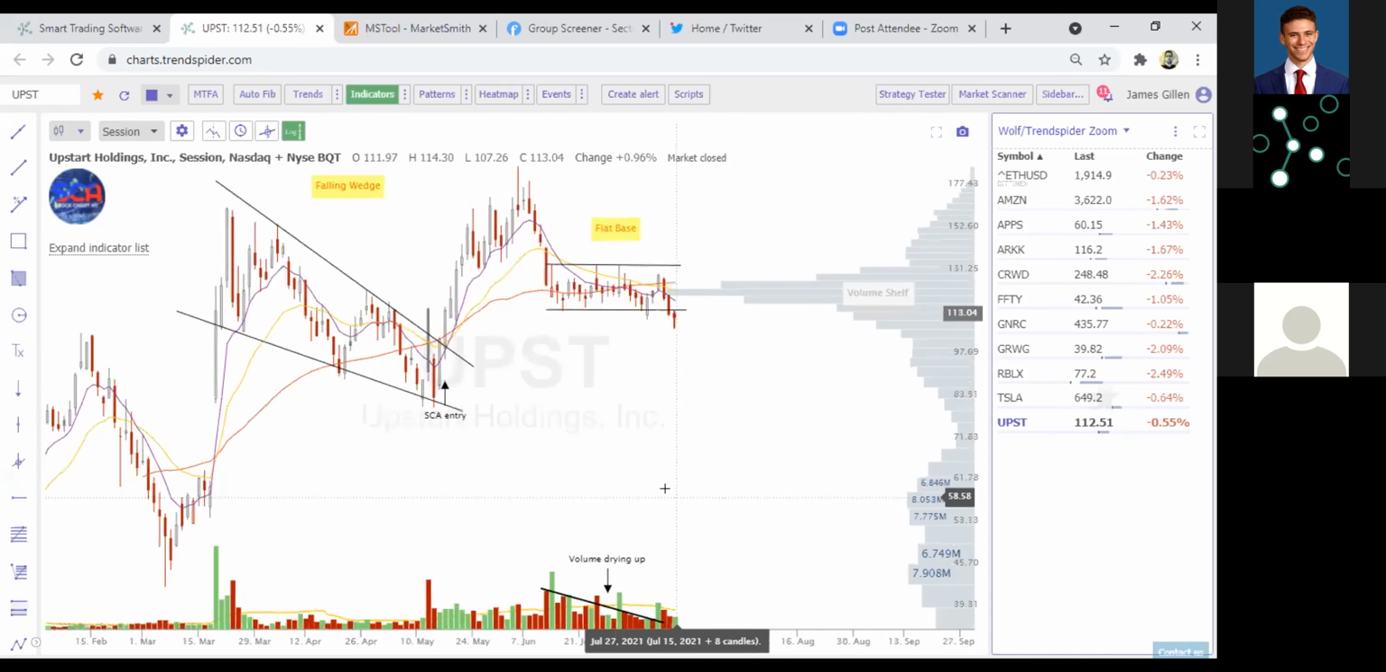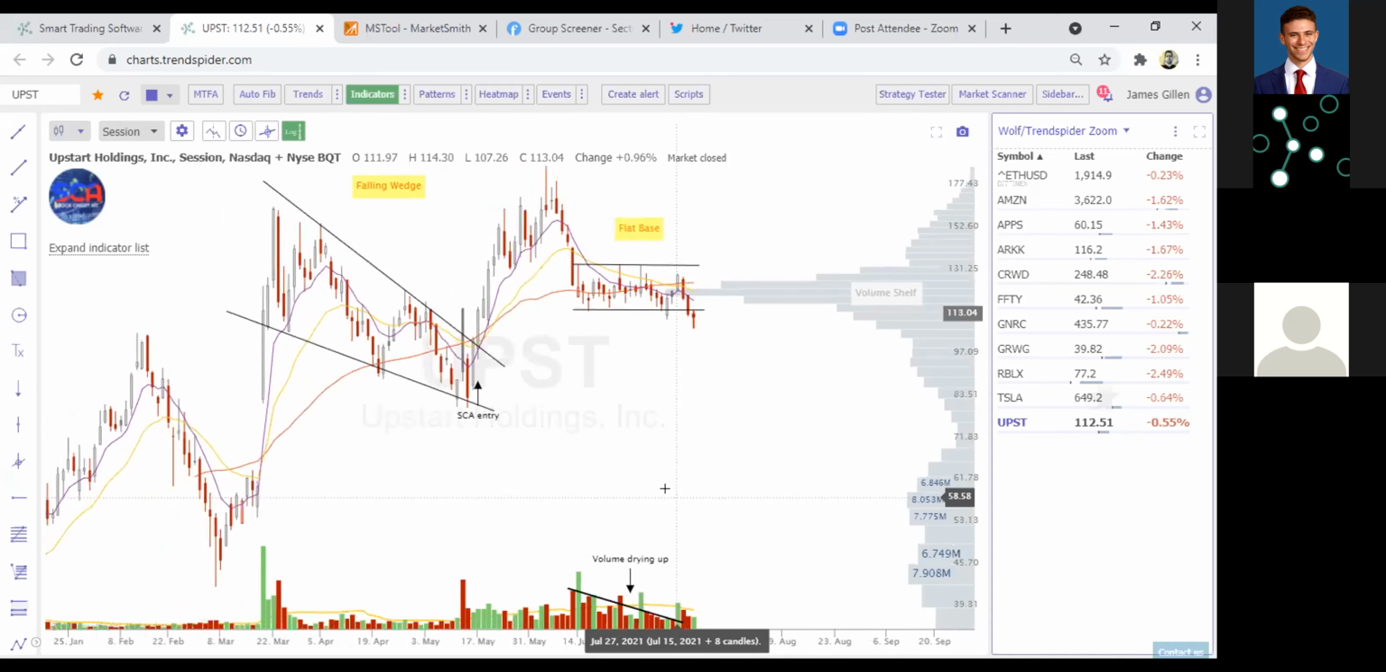Another example of one of my successful trades in the last couple of months was Upstart, another big favorite. I know Jonah Lupton absolutely loves the stock. I know that he's still in it, but I'm not an investor. I'm a swing trader and a position trader. For this particular stock, it formed a nice falling wedge pattern. On May 17th, we broke out on good volume.